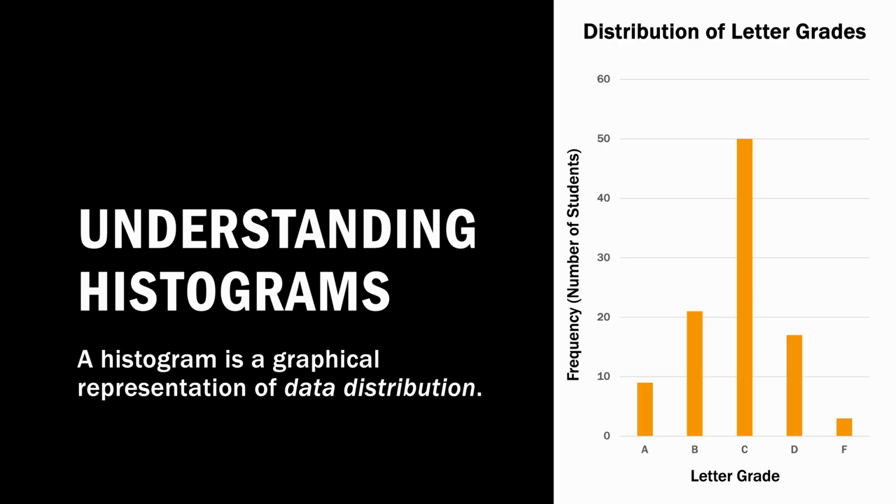The y-axis, labeled as frequency, shows how many students fall into each grade interval. For instance, we can see that 50 students scored in the C range, while only a few students fell into the F range. This demonstrates how a histogram provides a clear summary of how data values are distributed across defined intervals.